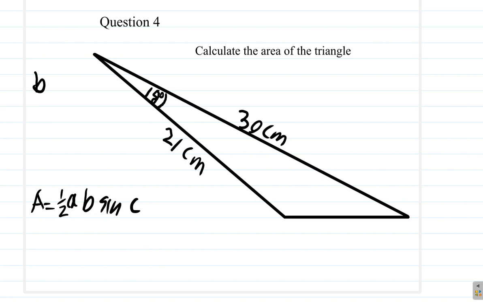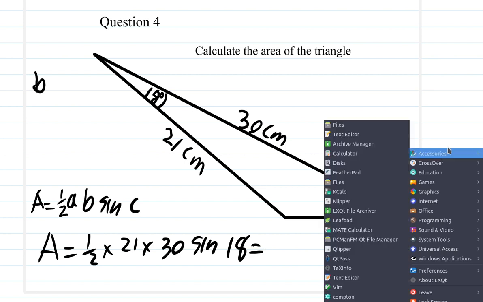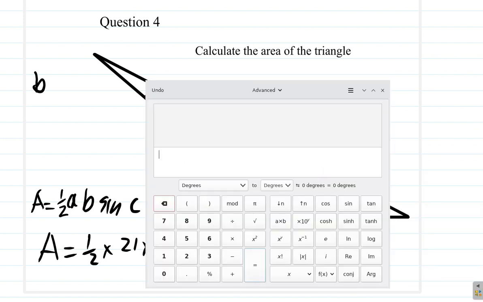So here, in our case, the area would be half, our A would be either 30 or 21, let's say 21, times B, which would be 30, times sine of the angle 18, alright? So in this case, it would be half of 21 by 30, sine 18. Let's use our calculator and get the answer.